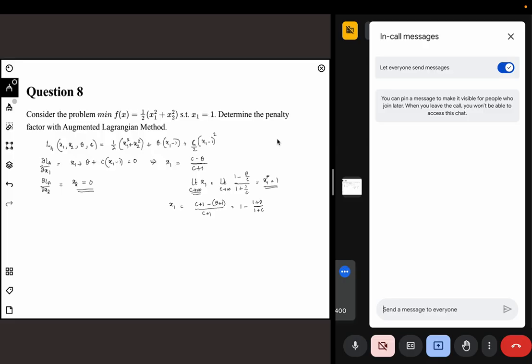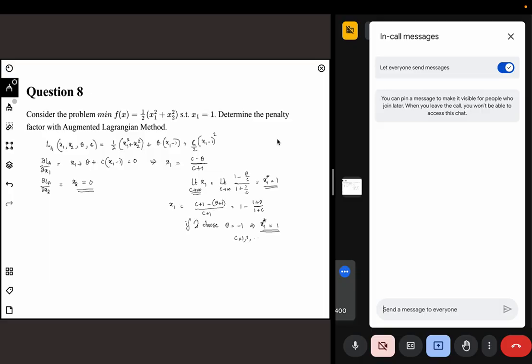Now theta is something that I can choose. If I choose theta equal to minus 1, then this will directly give me x1 equal to 1, and that will be my x1 star. And it doesn't depend on c. I can choose c to be any value. Let's put c equal to 1, c equal to 2, any value.